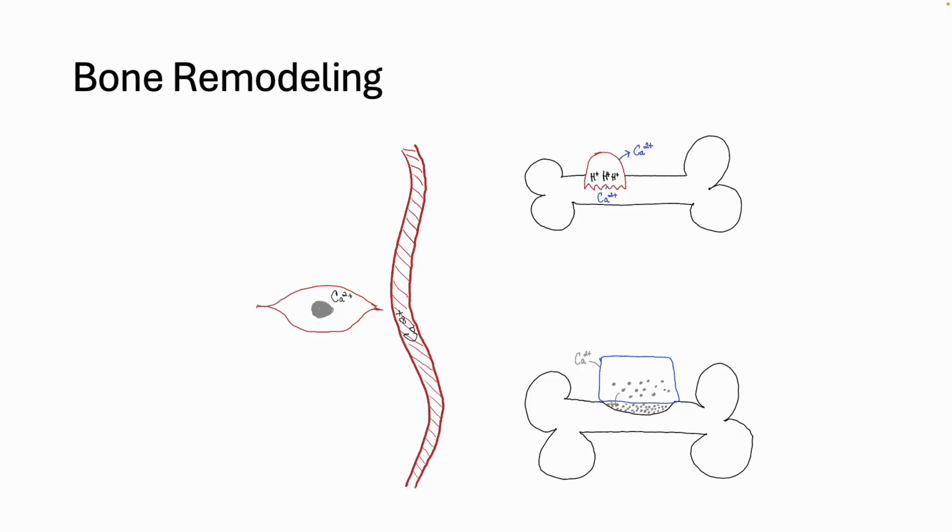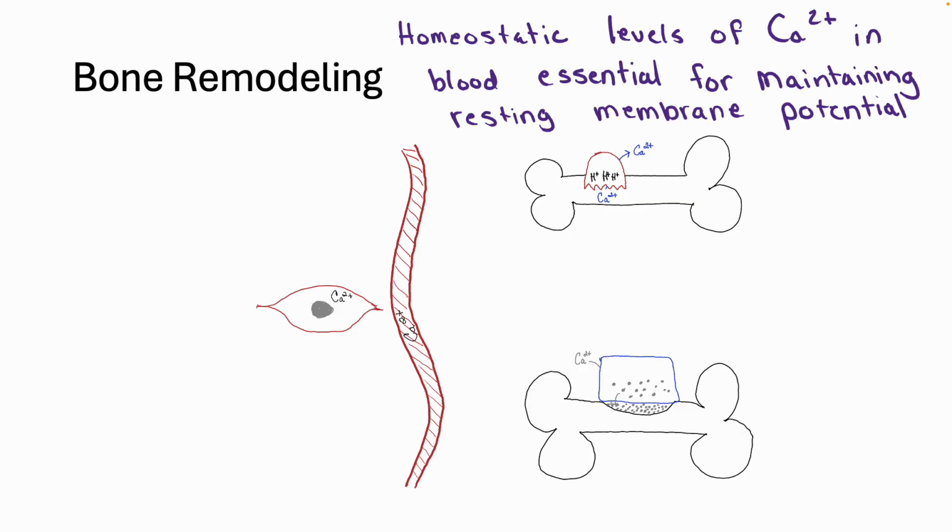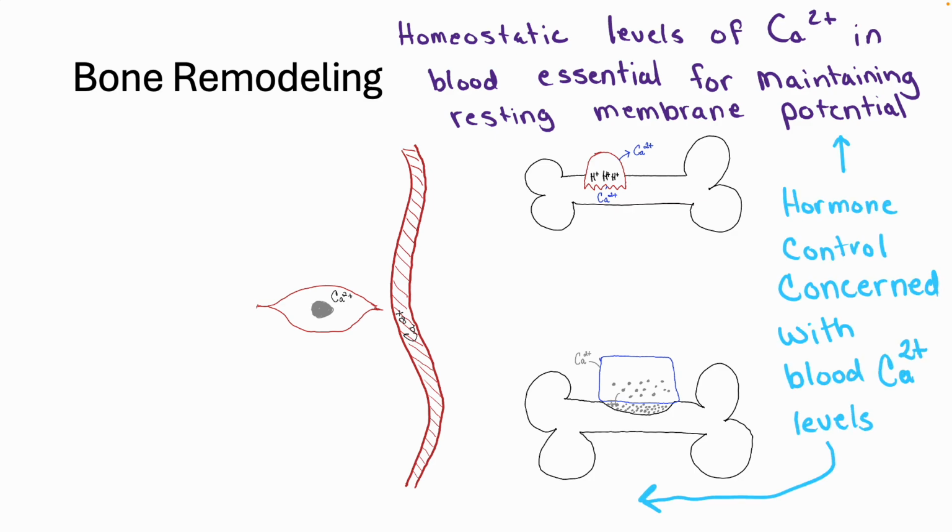And hormonal control is going to help keep blood calcium levels within a tight range. So homeostatic levels of calcium in the blood is what is really being monitored. Hormone control is going to be more concerned with the calcium in the blood versus the calcium in the bone. As mentioned, constant levels, which is about 9 to 11 milligrams per deciliter.